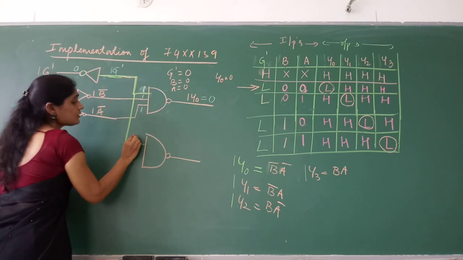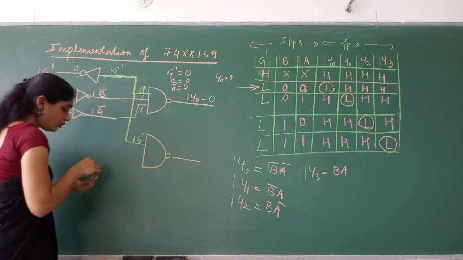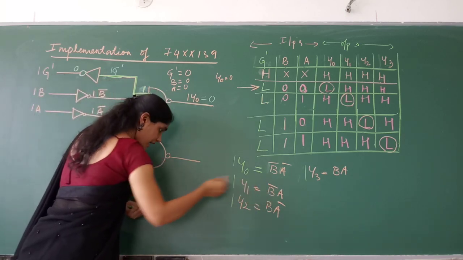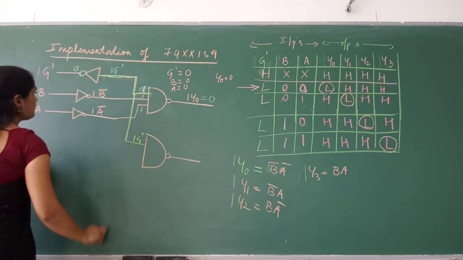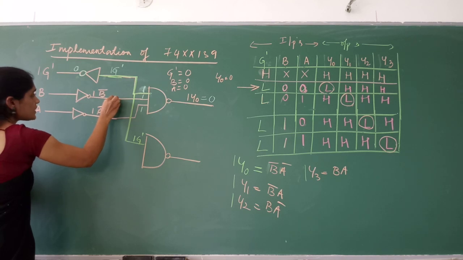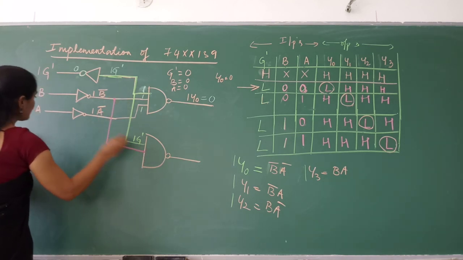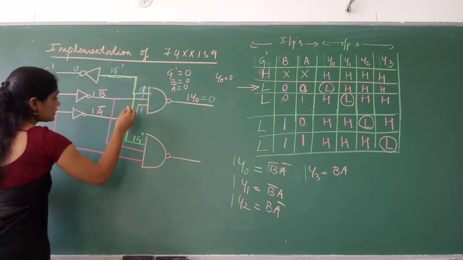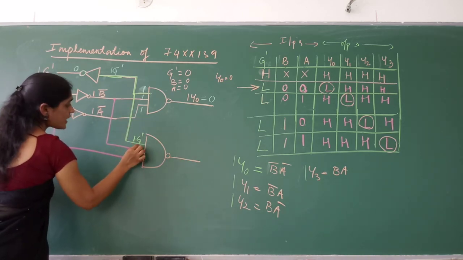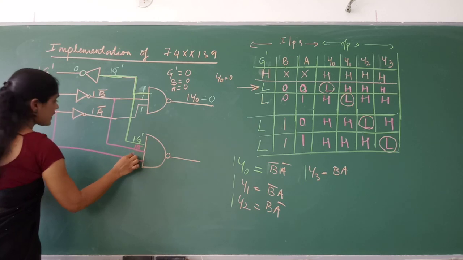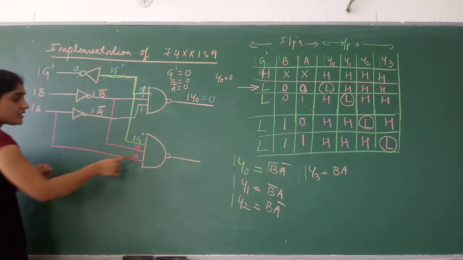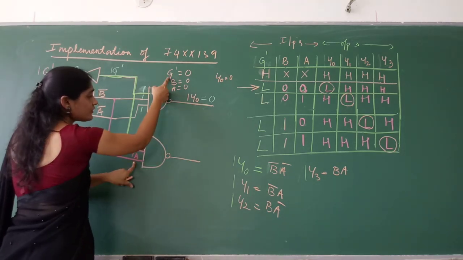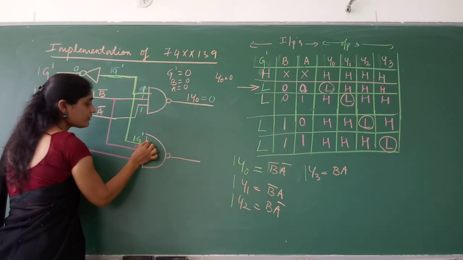So this is 1 G dash. What are the other inputs? B bar A. So give B bar A. Where is B bar? This is B bar, and this is A. So this is 1 G dash, this is 1 B bar and this is 1 A. Check the output of this. You are giving G dash as 0. That means here you will have 1.